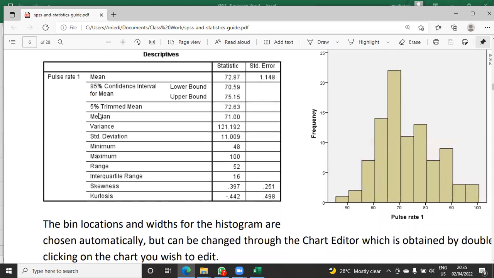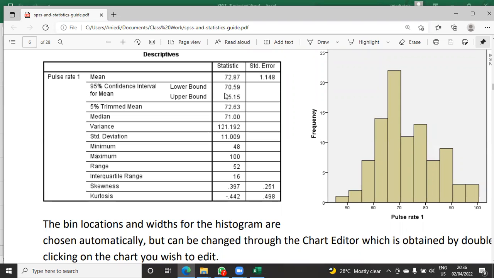So this is the pulse rate. This is how you read. Now the mean pulse is 72.87, and the standard deviation is 1.148. So in this case, it's trying to tend to normal distribution, if you look at this standard deviation.